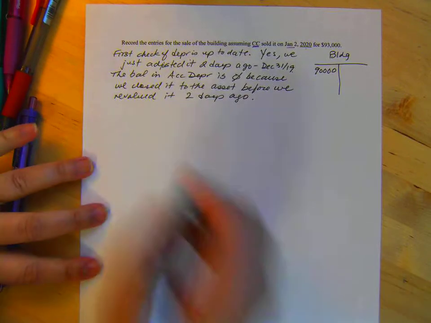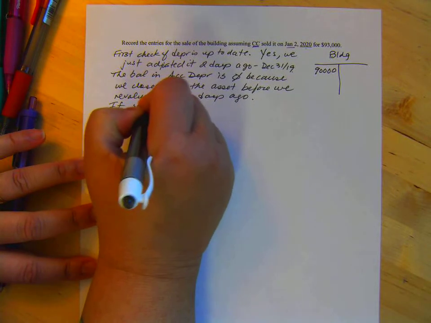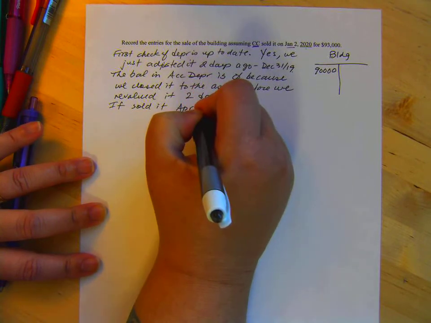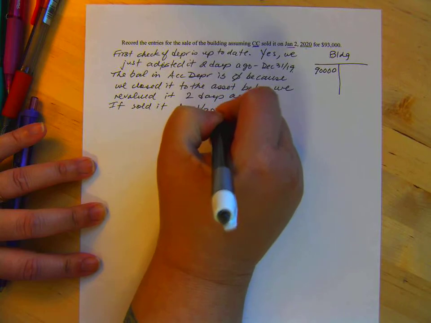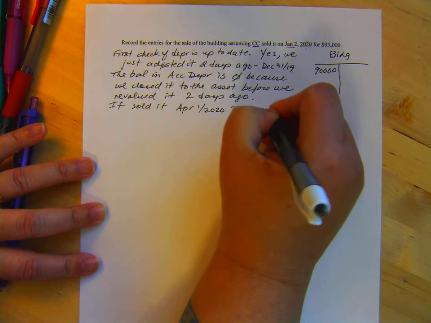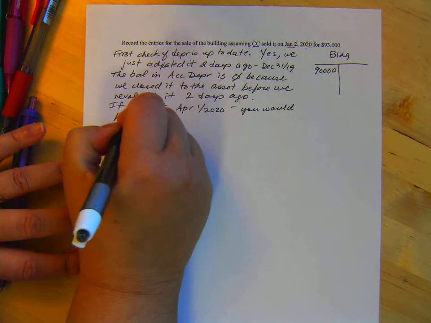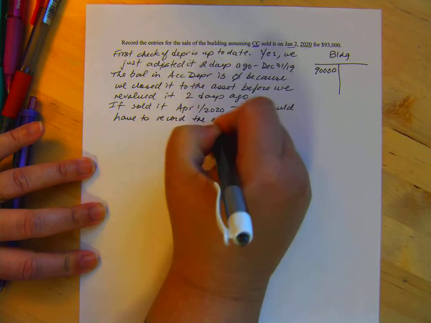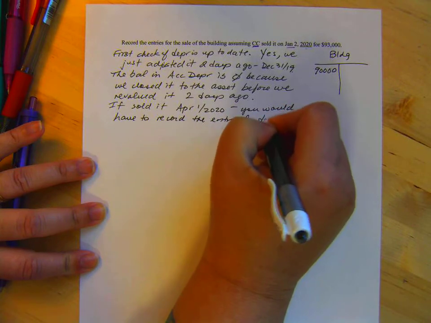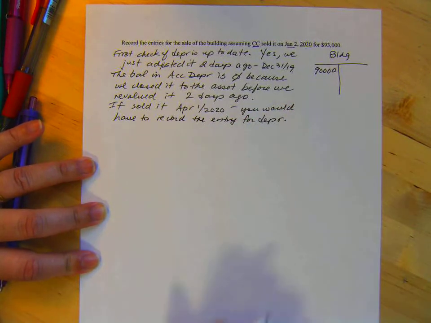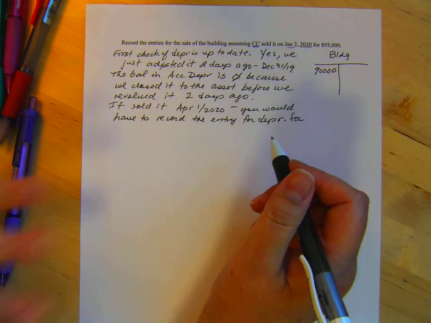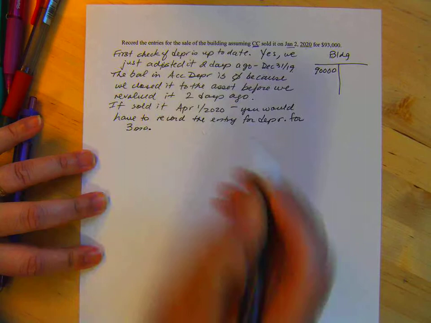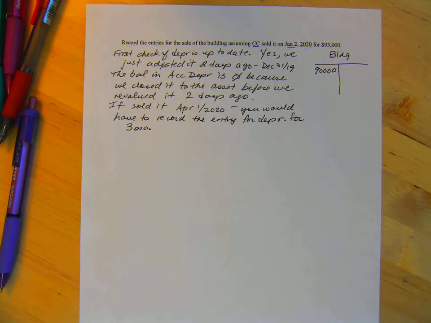Now, if we sold this through the year, say April 1st, 2020, you would have to record the entry for depreciation. For how many months is that? January, February, March, for 3 months. Okay, so that's pretty straightforward.